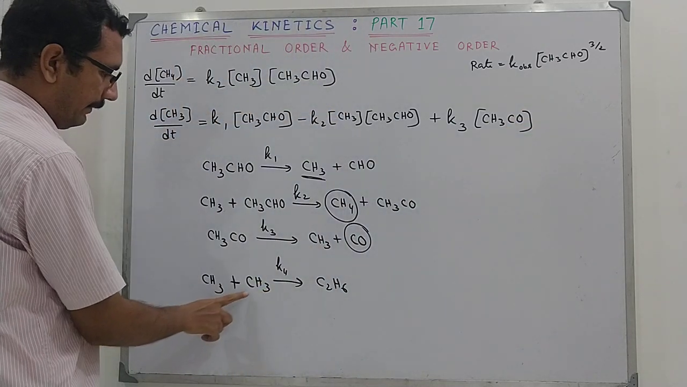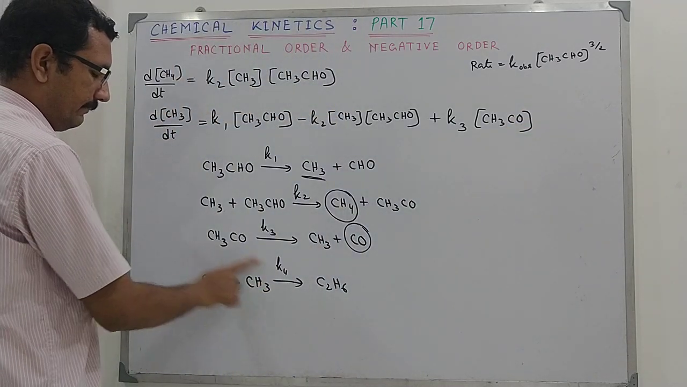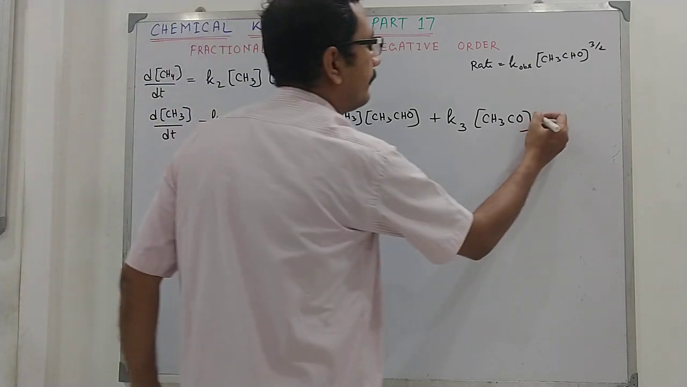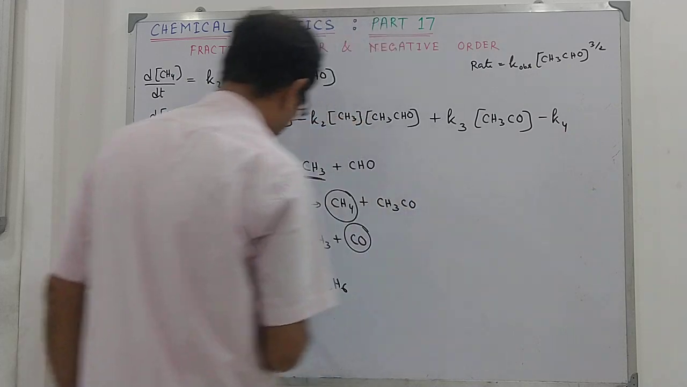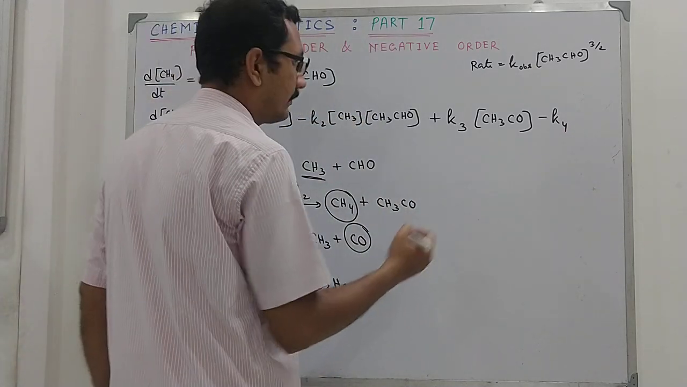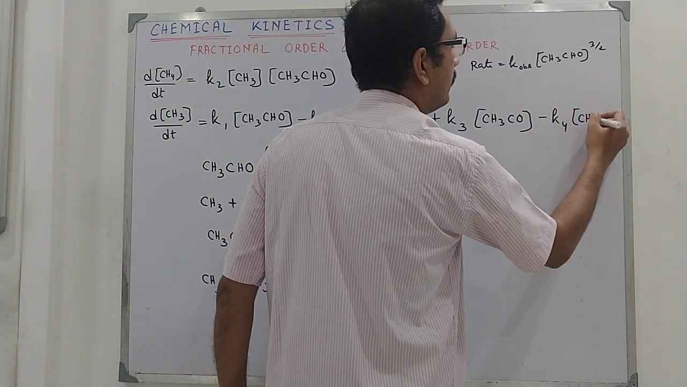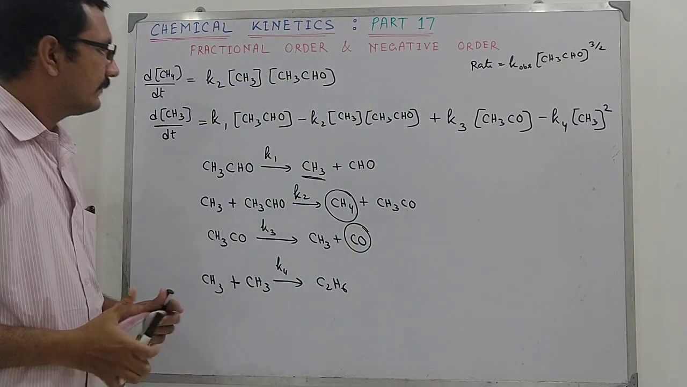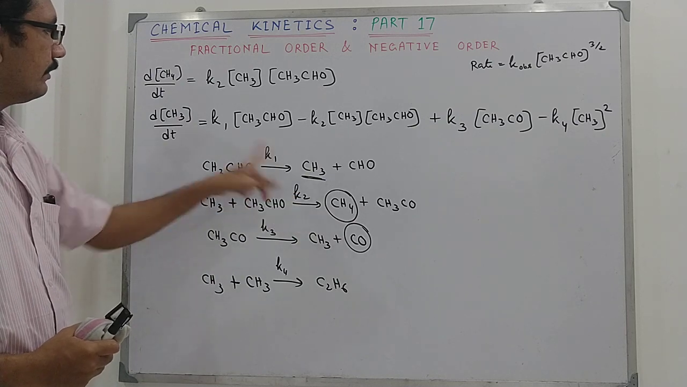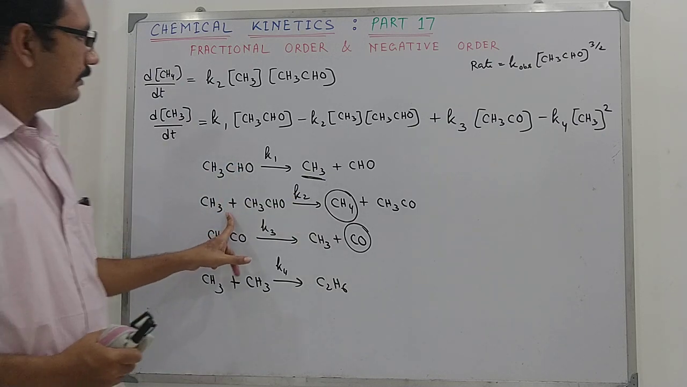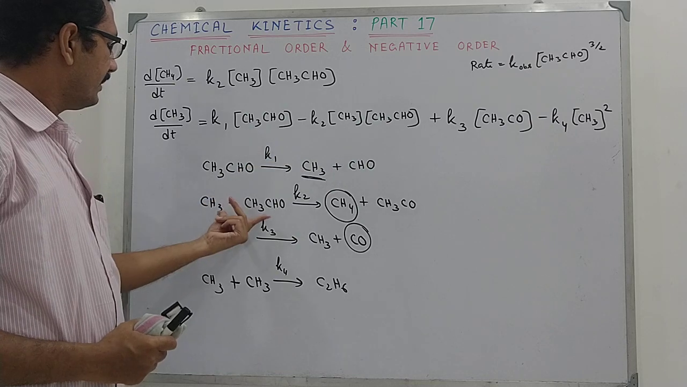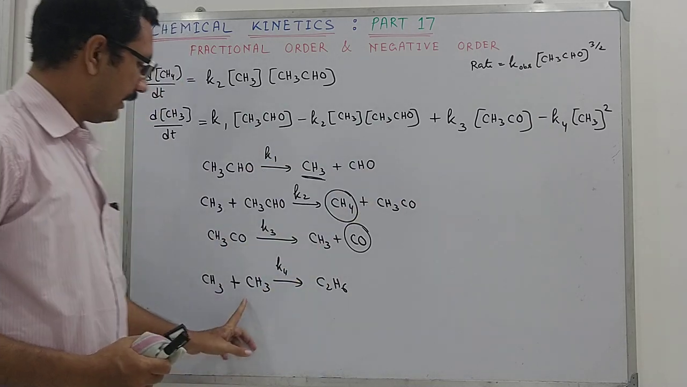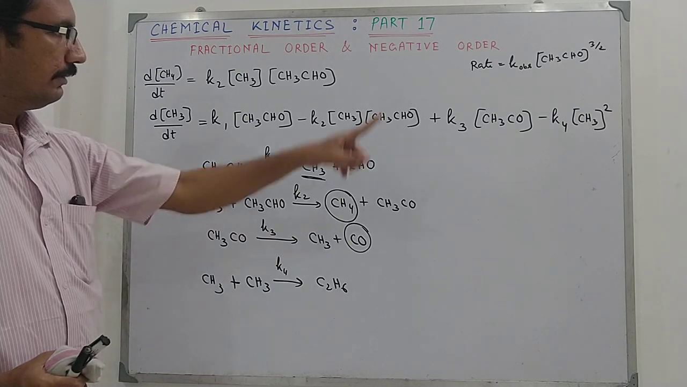Now this methyl radical is getting lost in this reaction, so it will be minus K4 into CH3 whole square. Here we have it, so it is positive. Here it is getting lost, so we have negative, and we depend upon the reactants. Here it is again generated, so it is positive, and here we lose it, so it will be negative.